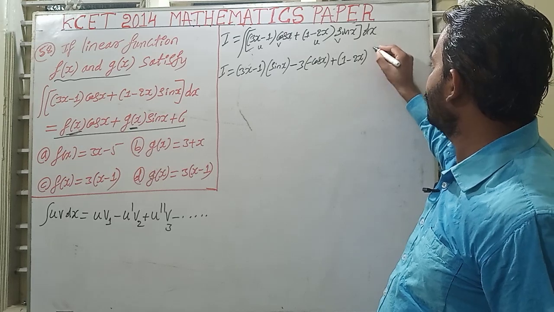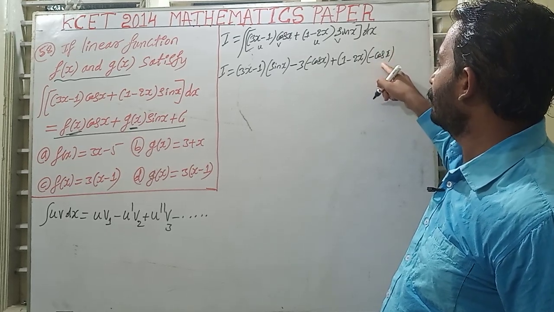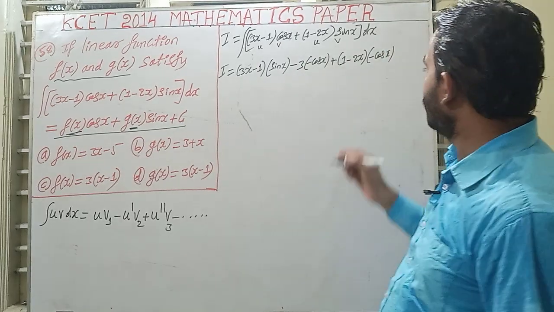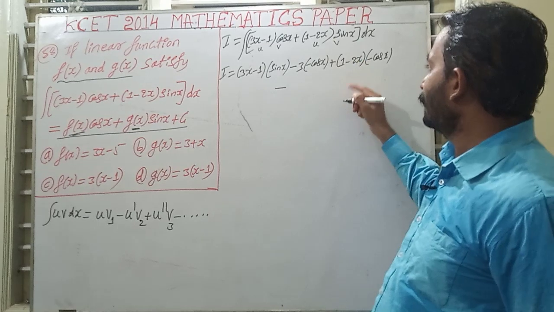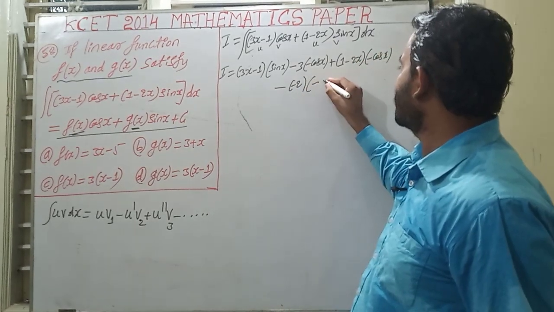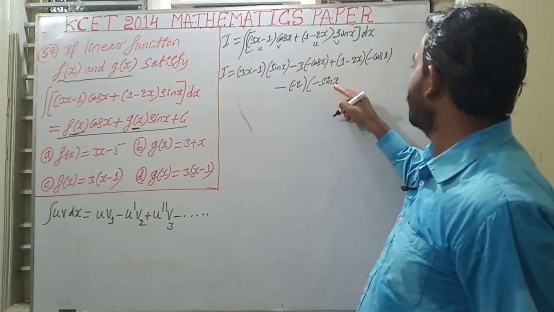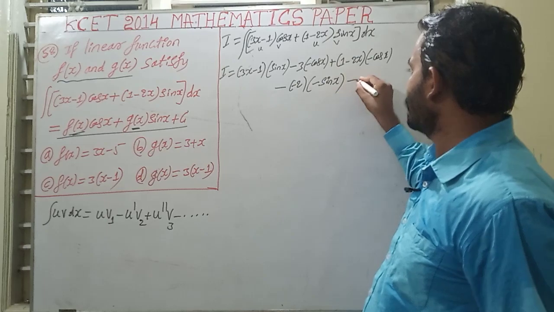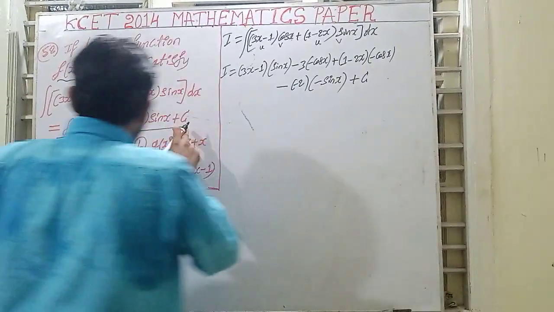Differentiation of sin x is cos x, and differentiation of cos x is minus sin x, so minus into minus becomes plus. Next, minus differentiation of 1 minus 2x is minus 2, and integration of minus cos x gives minus sin x, because the integration of cos x is sin x, plus c. So simplify this, it becomes this type.